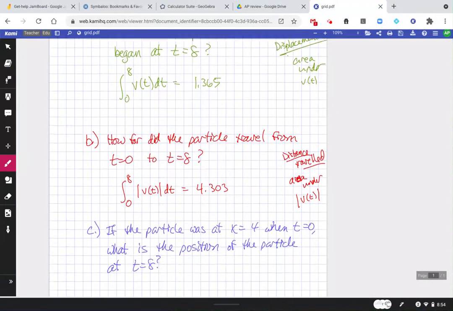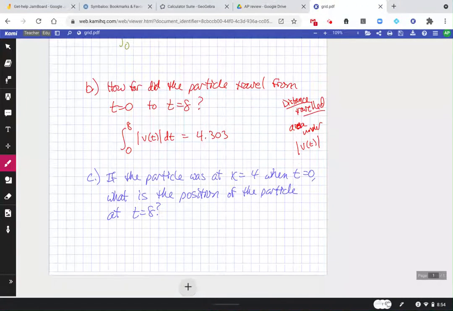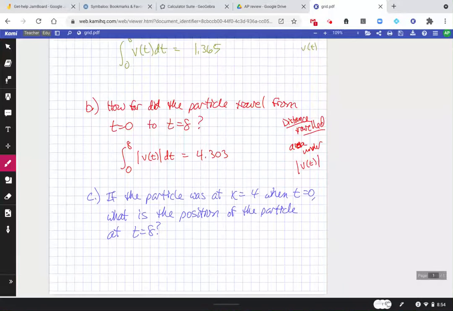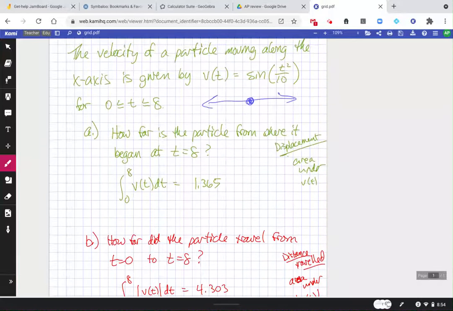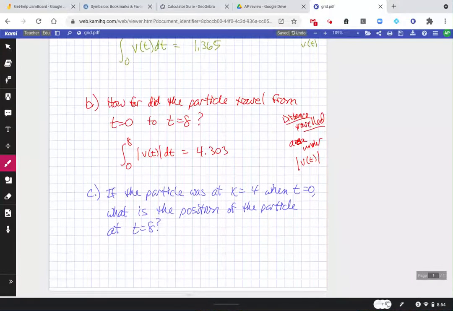Okay, last question. If the particle was at x equals 4 when t equals 0, so again, remember the particle, let's say that on that blue thing that we're looking at right there, that particle at time 0 was at x equals 4. What is the position of the particle at t equals 8? So now we're going to introduce another formula to you, and that formula is start plus change is equal to finish.